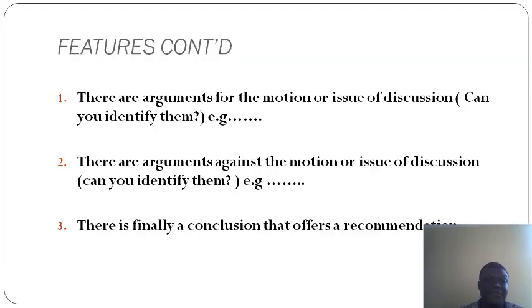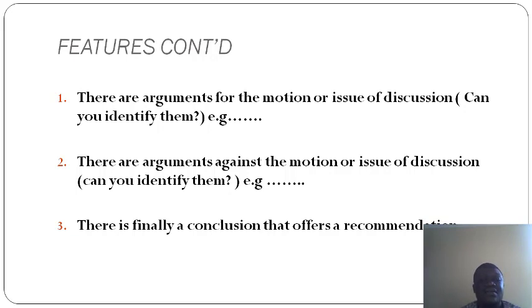Now, number 4, there are arguments also for the motion or the issue of discussion. In other words, you can find out that an argument has been presented for the issue. In this case, what is the issue? Is it time to ban cars from the city? If you say yes, it's time to ban cars from the city, then you have arguments for that motion to support the fact that cars should be banned from the city.